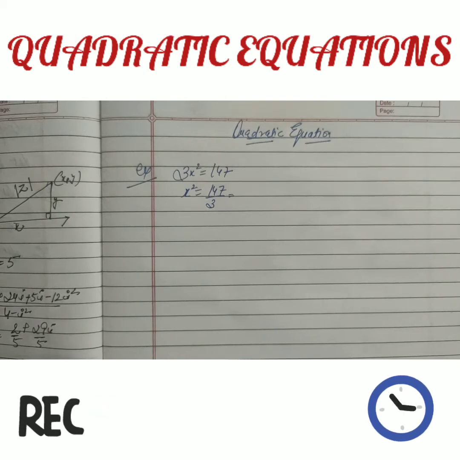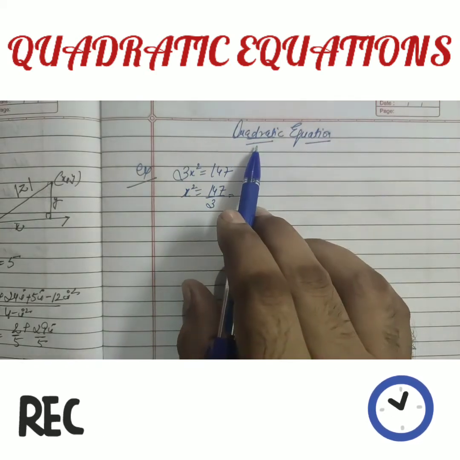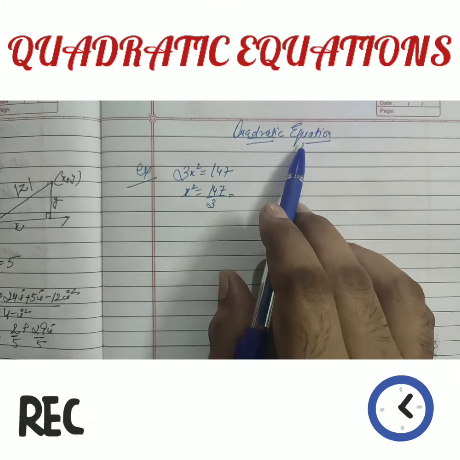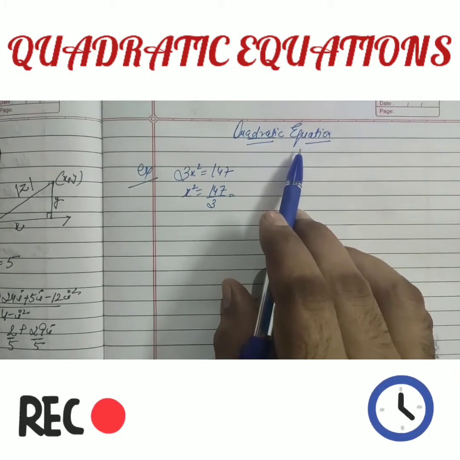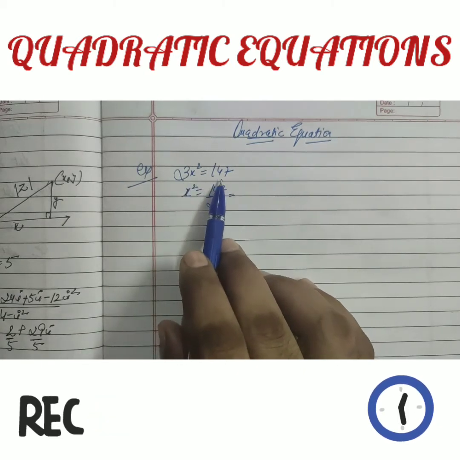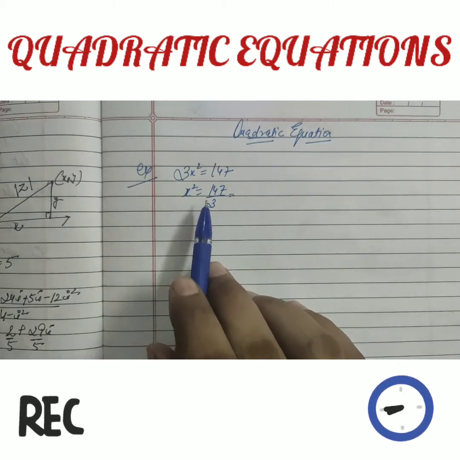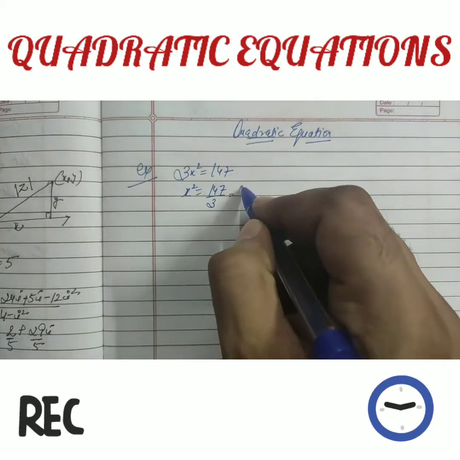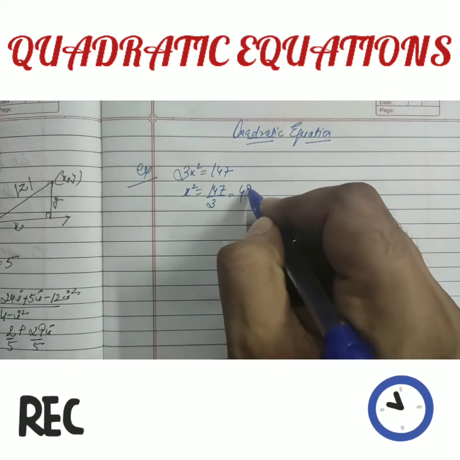In this lecture we are going to discuss the topic quadratic equation. This same topic we have done in 10th class. The same we are going to discuss with the example 3x² = 147. 3 is multiplying, on shifting it becomes divide. If we divide by 3, 3 4s are 12, 2 balance from here, 3 9s are 27.